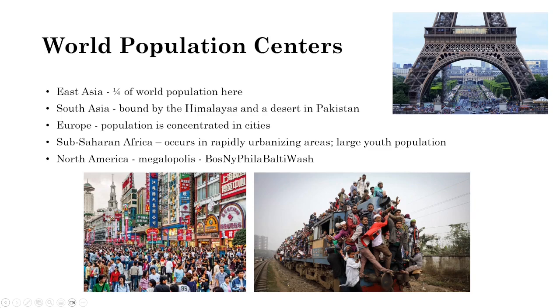East Asia is where a fourth of the world population is. South Asia has a good chunk of the world population too. Over 1 billion people live in India, and they're kind of isolated through the Himalayas on one side and then a desert in Pakistan on the other side. So it kind of creates a population pocket in South Asia. East Asia kind of has that too. There's deserts and an ocean surrounding East Asia.